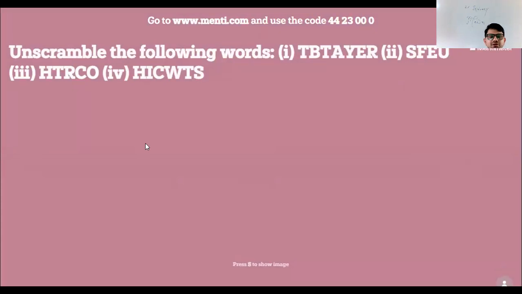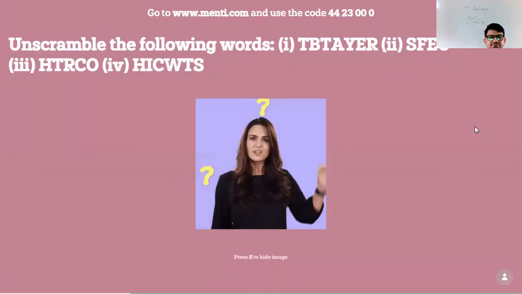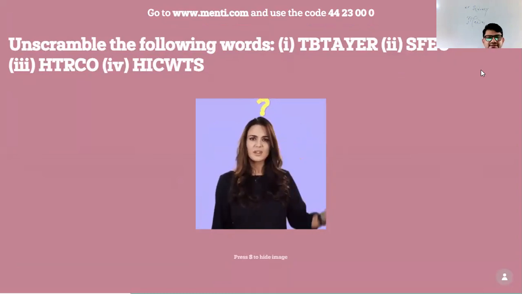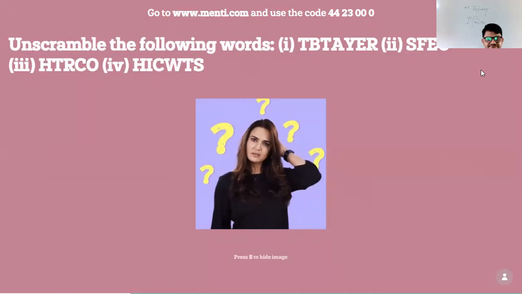Unscramble the following words. No time limit is there. Take your time, unscramble the words. 4 words are there from this chapter which are scrambled. You have to unscramble these words.